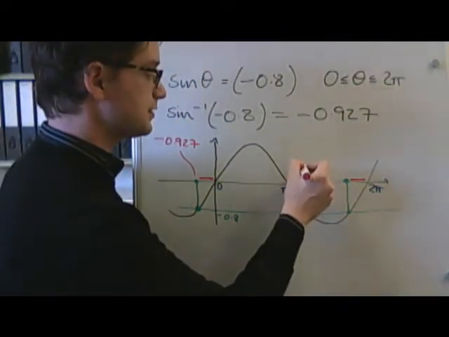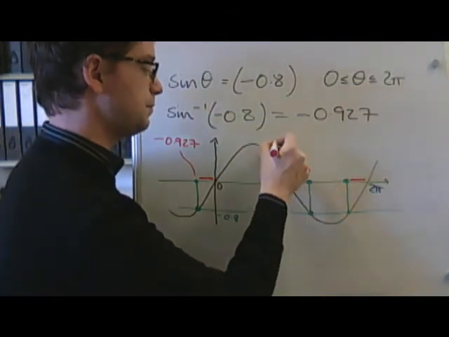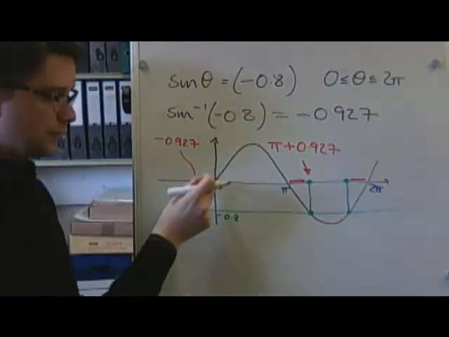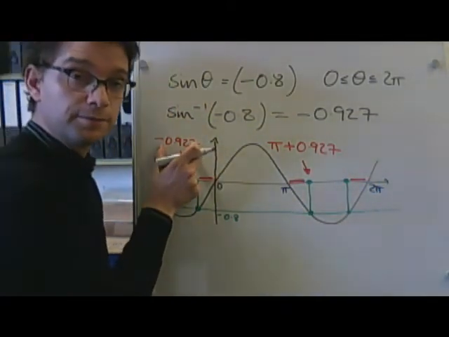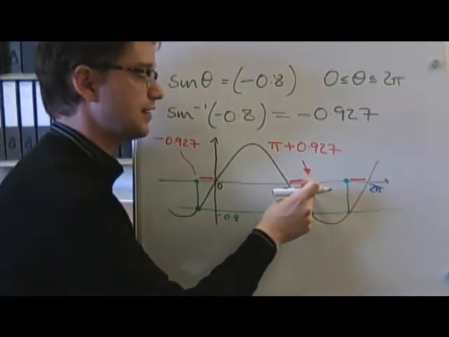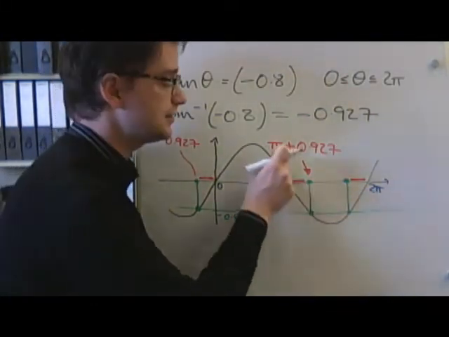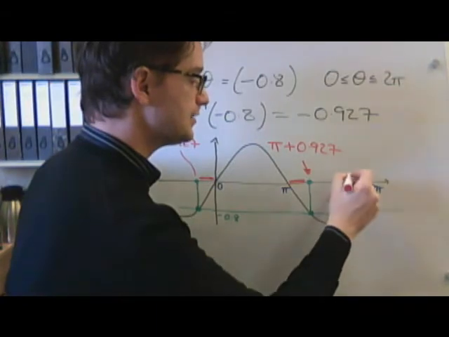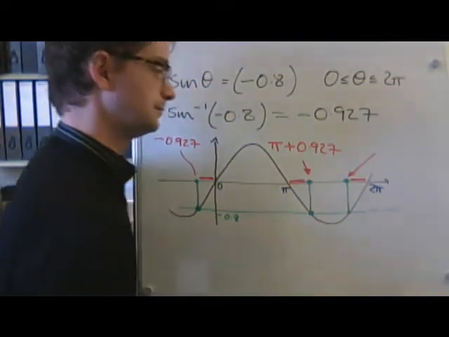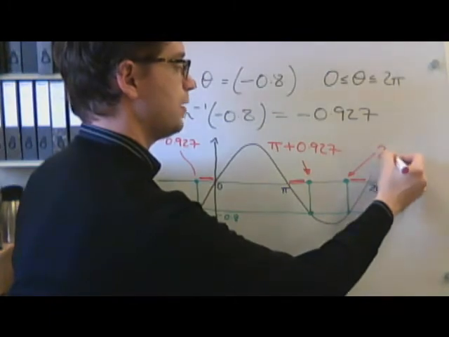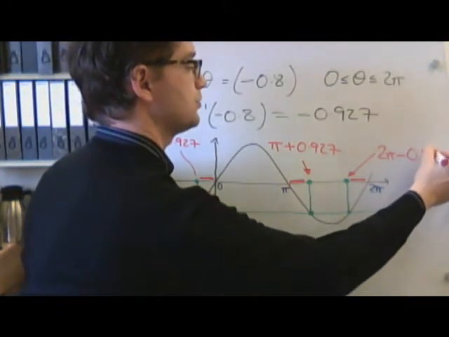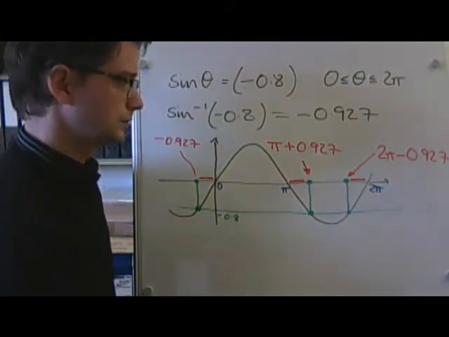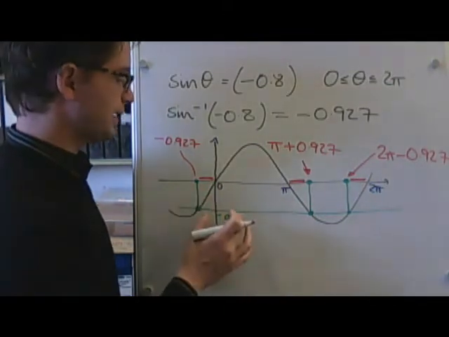So I think I know that this value must be pi plus 0.927, because this distance here is 0.927. The distance from here to here is the same as that. So this value of x here is just pi plus 0.927. This value of x here, I think, is 2 pi minus 0.927. So we get this kind of symmetrical pattern.